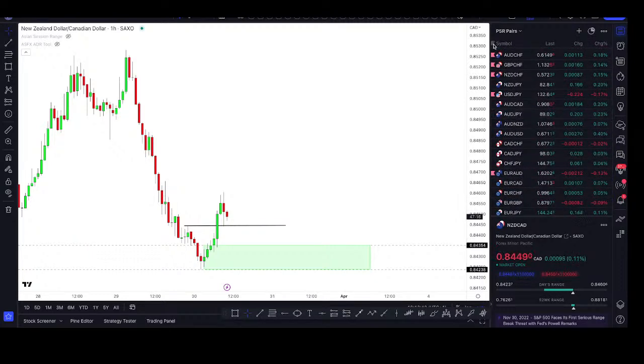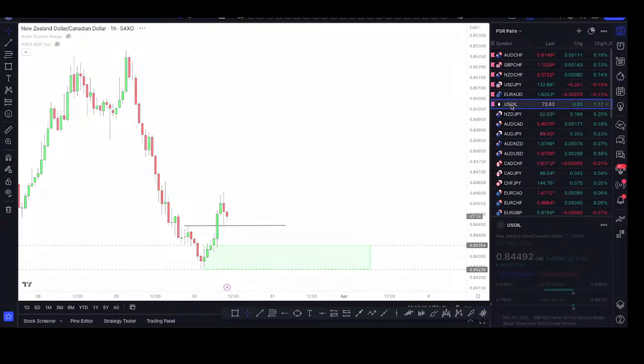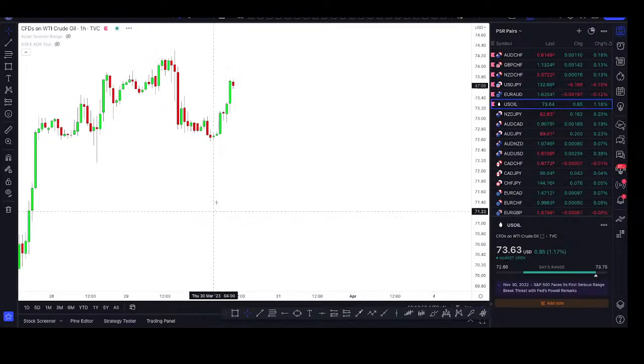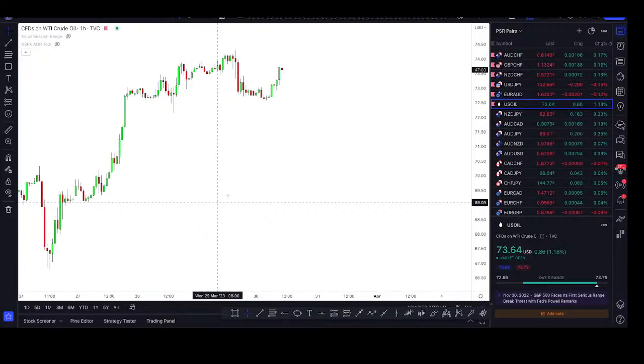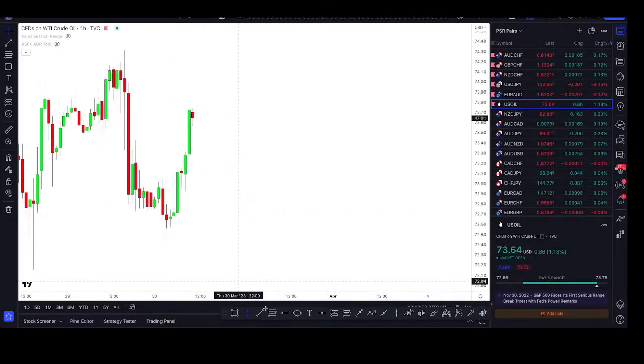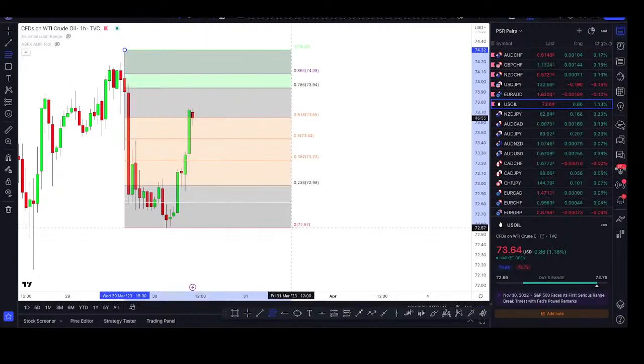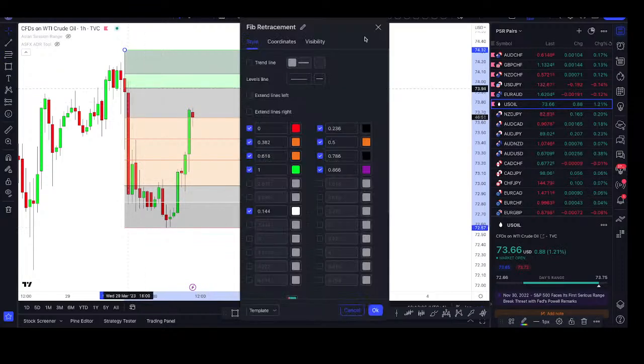Let me just do this. Make these go up here. Oh yeah, US oil as well was one. Right. US oil broke 1 hour sell structure. Here we go. So for all the US oil traders, let's go grab our fib. Boom. So it's already in its supply area. You can see this is a supply area.